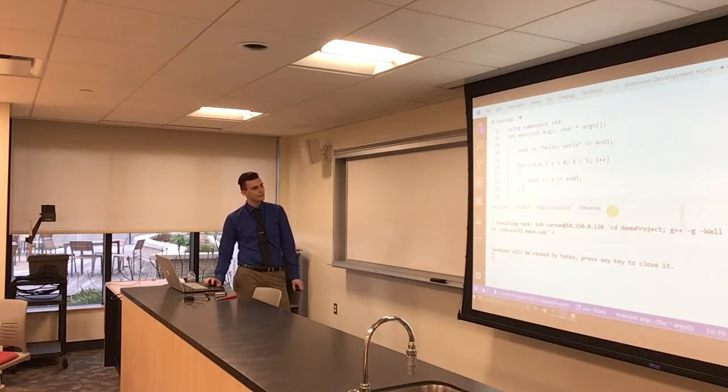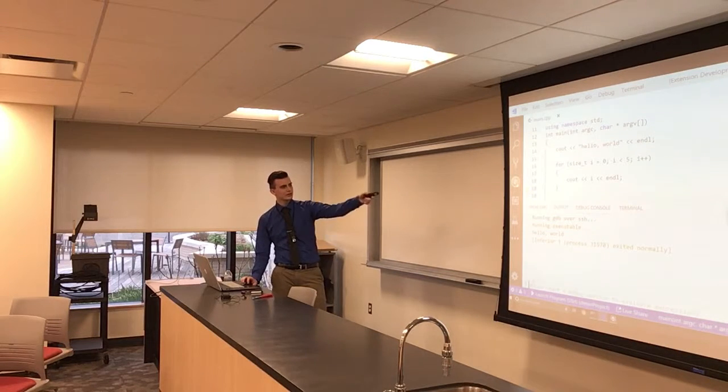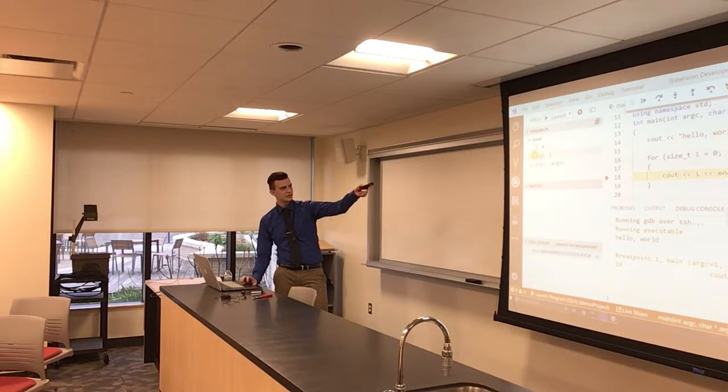I add a for loop. I will recompile to get the change over into the binary. And then I'll go to the debug console and click VS Code's nice and handy Start Debugging. And since there are no problems with the code, it just executes. So I add a breakpoint. I launch it again, and it will actually stop at the breakpoint.